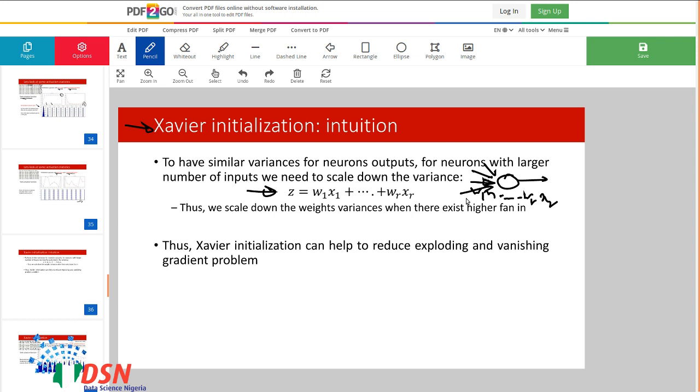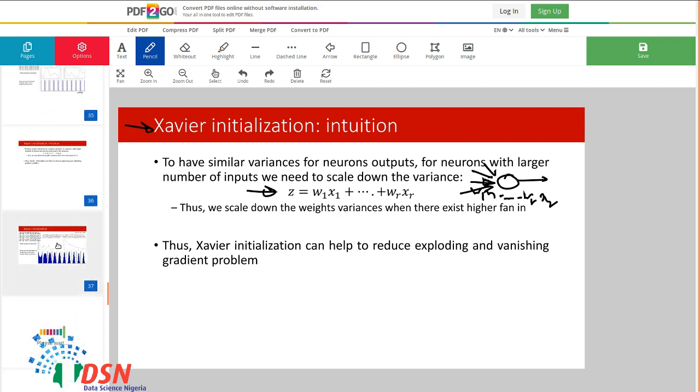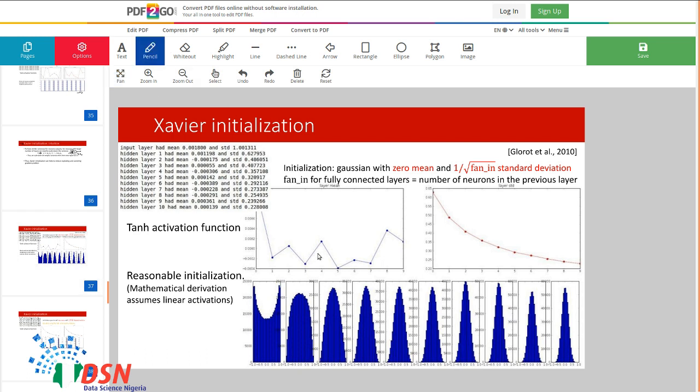Okay, so when we have a larger number of inputs, we could scale down the variance to initialize the weights. Okay, so the Xavier initialization is that we initialize the weights with 0 mean and 1 over the square root of fan-in, which is the number of neurons as the input of the neuron.